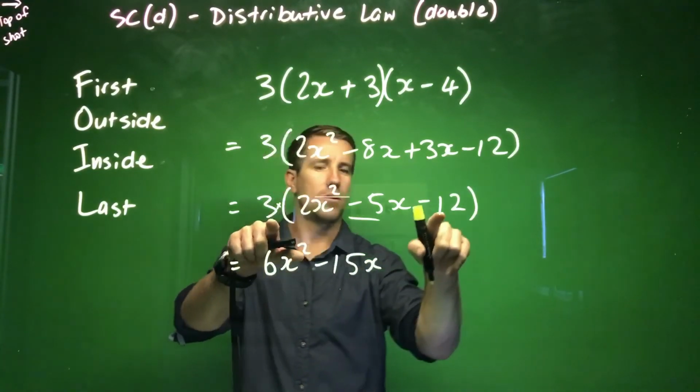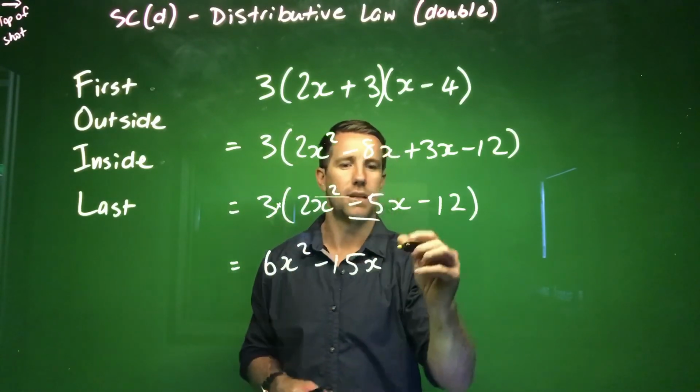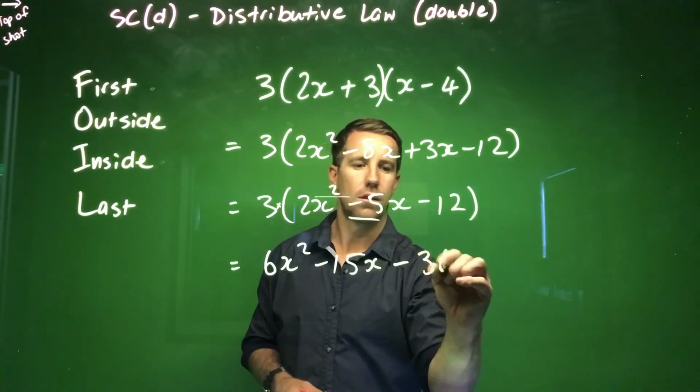And then we take the 3 and multiply it by that negative 12. So again, a positive and a negative. 3 lots of 12 gets us 36.